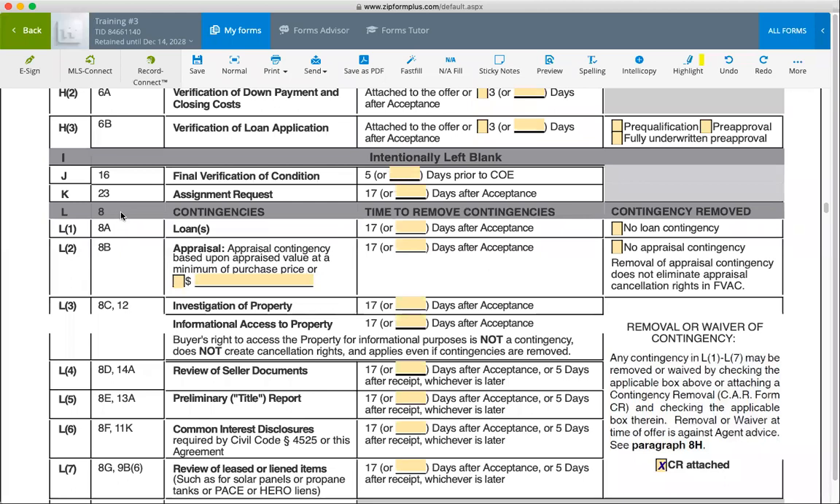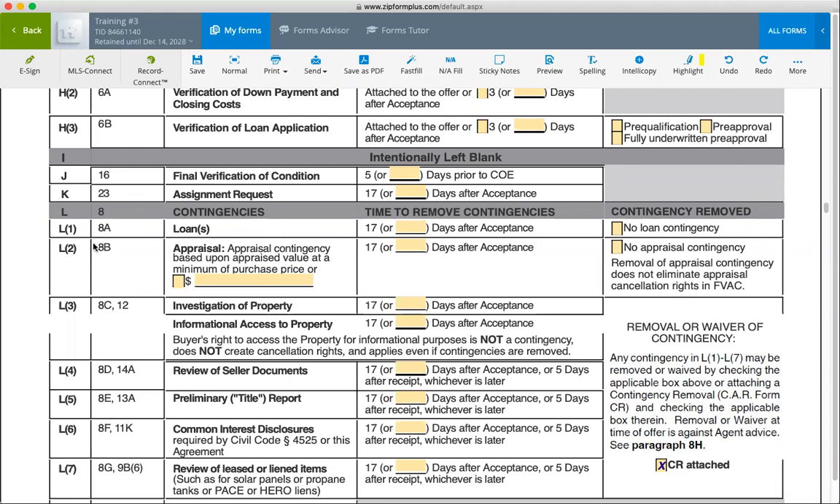Now we get into the L's, 3L. These are detailed contingencies and the time to remove the contingencies and the contingency that's already removed. So these are divided up into these 3 columns.